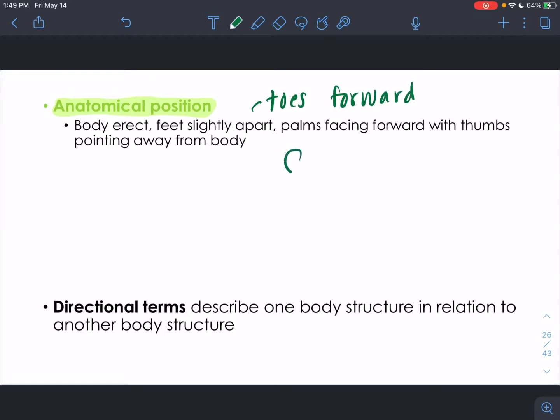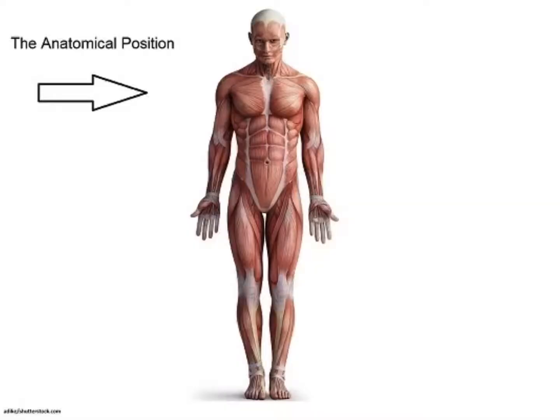I should have included a picture, but you're standing, feet slightly apart, your arms down. Your palms are forward, so your thumbs are facing out. And your toes are pointing forward. Okay, facing forward. That right there is anatomical position.